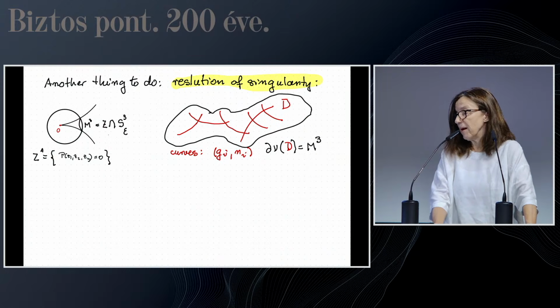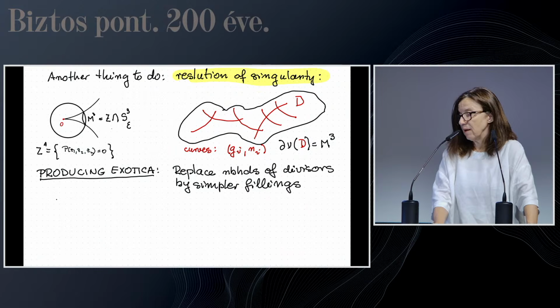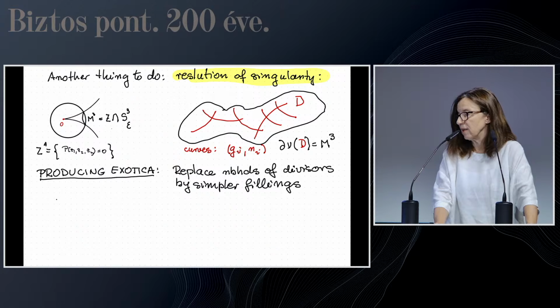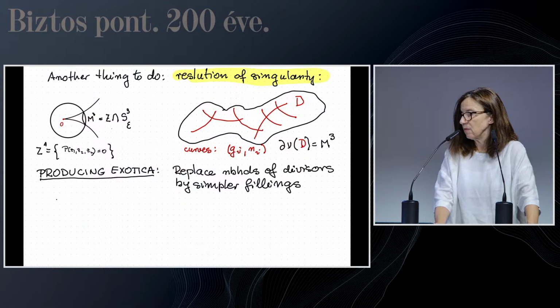And on the boundary, we're going to have the same manifold as the link of the singularity M. And this construction, there is a construction using this story that gives us a lot of exotica, which is to replace the neighborhoods of divisors by simpler fillings.